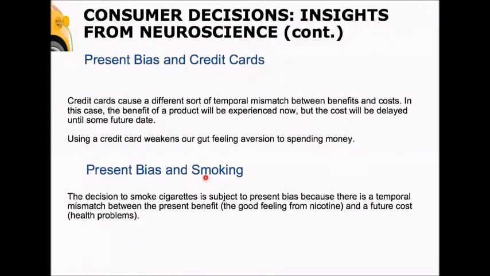What about smoking? Well, the act of smoking has a mismatch of temporal costs and benefits. The benefits are right now. You have a good feeling from the nicotine. The cost of future health problems are in the future. So if you're a person that has a stronger present bias, then you're more likely to smoke than a person without a strong present bias.